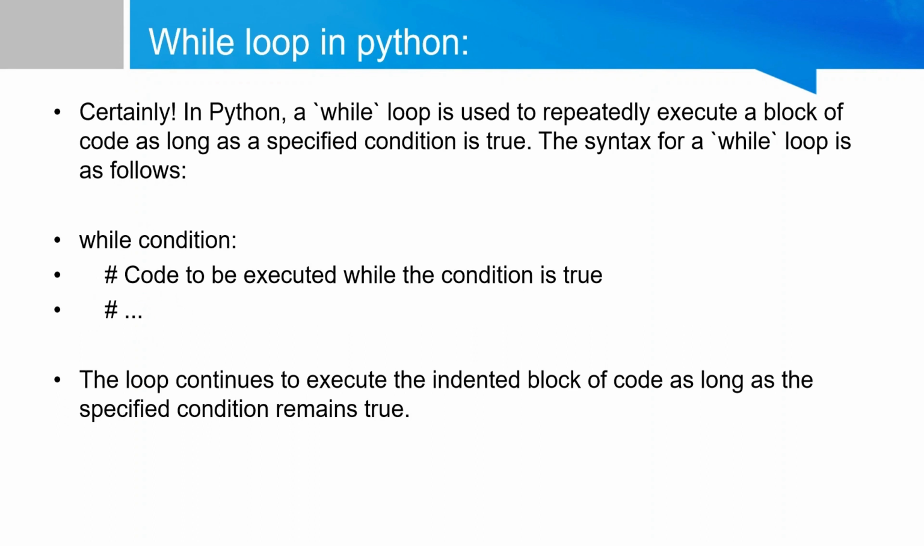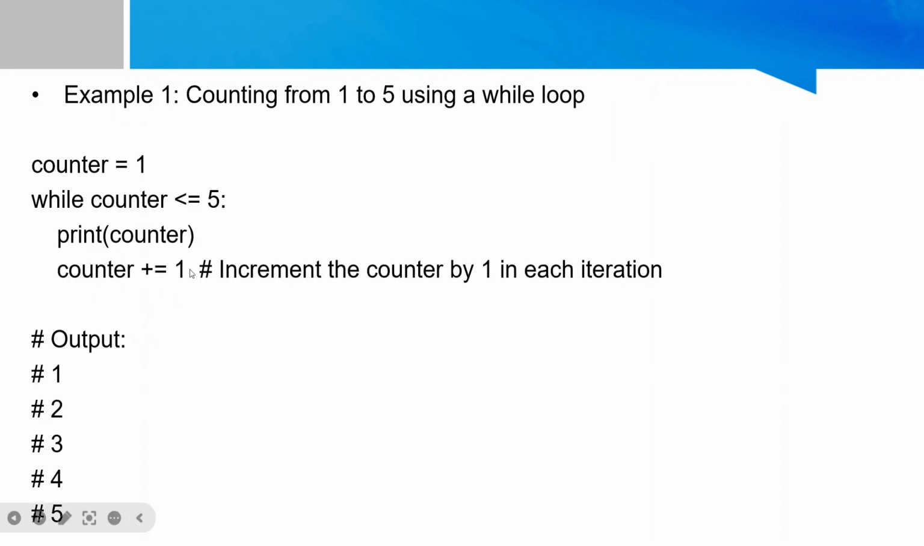So now let's see the example. Example: counting from 1 to 5 using a while loop. Here first the counter is given, meaning the starting number. We have used the while loop here, with the condition counter less than or equal to 5. This is the while loop condition. Then print. Here we increment the counter by 1 in each iteration.